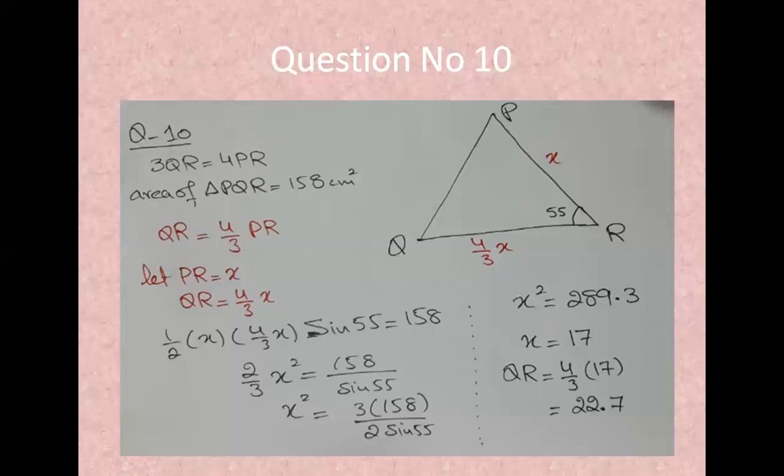Now the main question is, what is the length of QR? Once you know the value of x, QR is 4 by 3 x. So just put that value of x there. You will have 4 divided by 3 into 17. So your answer will be 22.7, which is the perfect answer. So this is how you do question number 10.